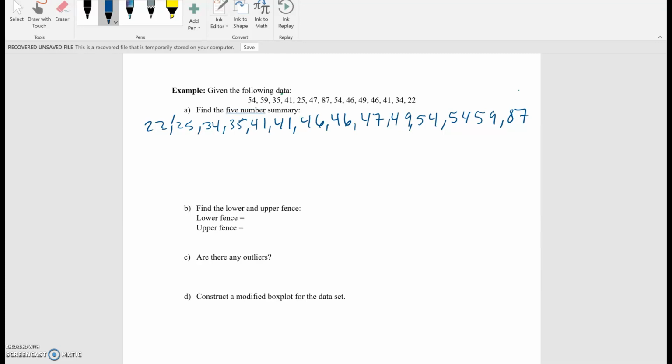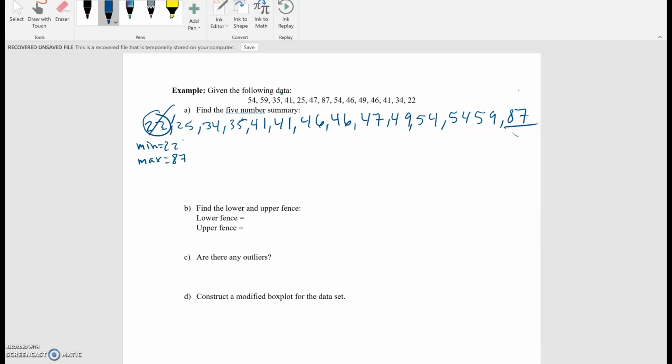Now what we want to do is go ahead and find the five-number summary. My minimum value is very easy. That's just 22, so min is equal to 22. My maximum value is also easy because I now know that this is going to be 87. Now all we need to figure out is my quartiles, Q1, Q2, and Q3. So let's try to figure that one out.